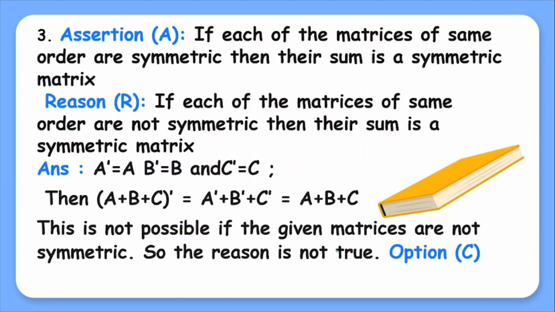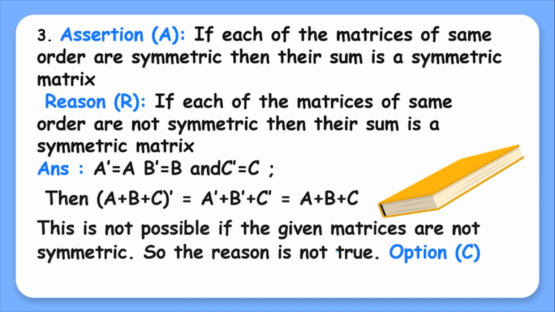Question 3. Assertion A: If each of the matrices of the same order is symmetric, then their sum is also a symmetric matrix. Suppose you are taking 2 or 3 matrices. Each one is a symmetric matrix. It means if you add them up, the result will also be symmetric. This is the statement given under the assertion.